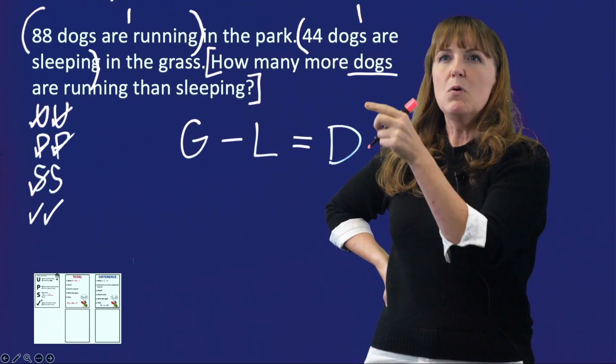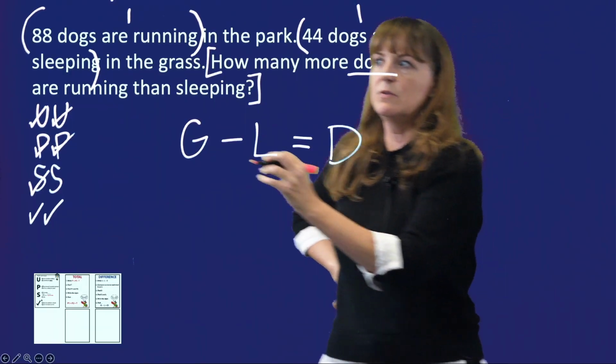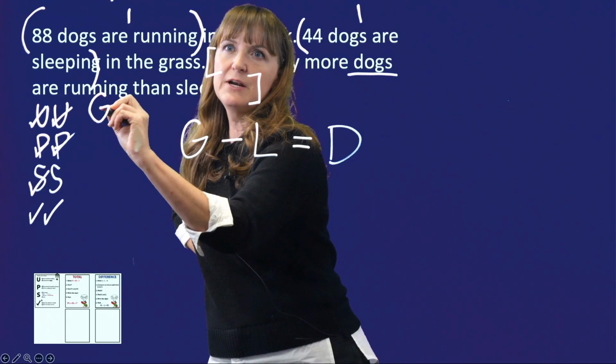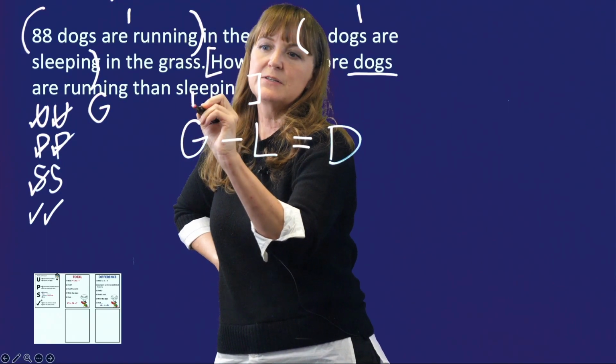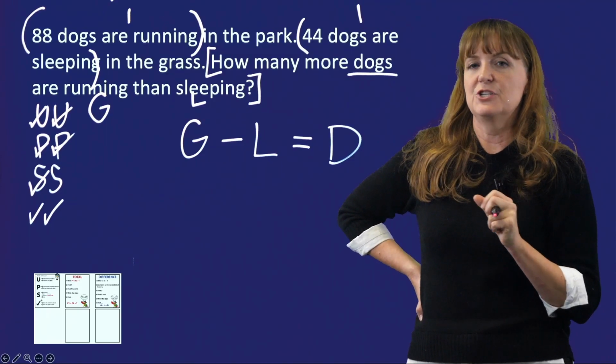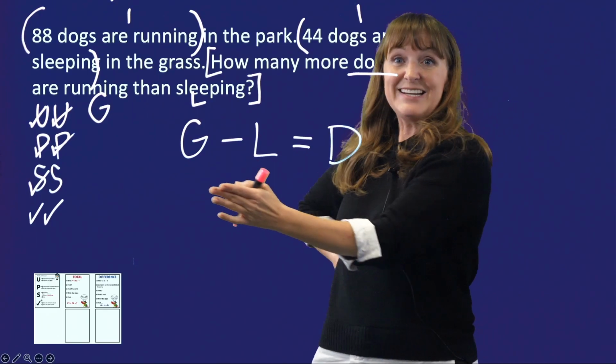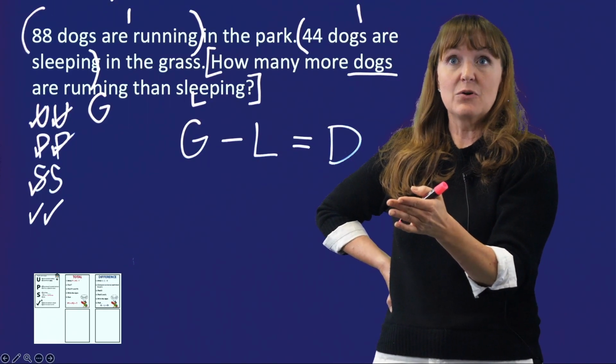And if I know that more dogs are running than sleeping, so the running dogs are going to be the greater amount, and the sleeping dogs are going to be the lesser amount. And as soon as I make that decision about what's the greater amount and what's the lesser amount, it's quite easy for me to fill in this difference equation.